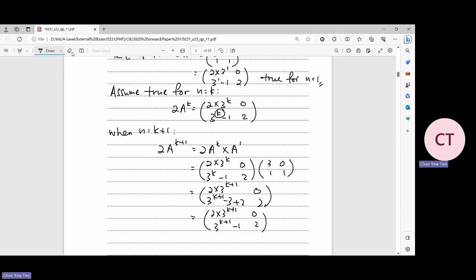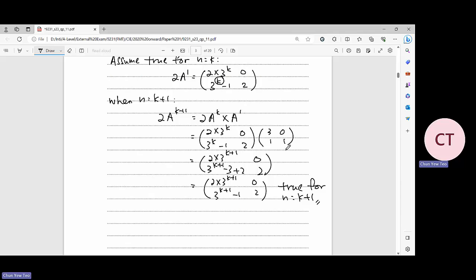So you have successfully shown the relationship, because what you need to do is just show that when n is equal to k plus 1, all these will become k plus 1. So you have successfully shown this. That means it is true for n equal to k plus 1. That will be your third statement.